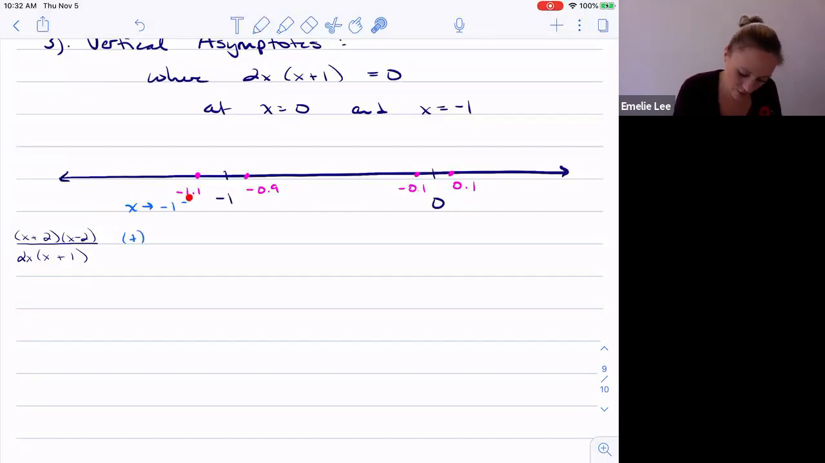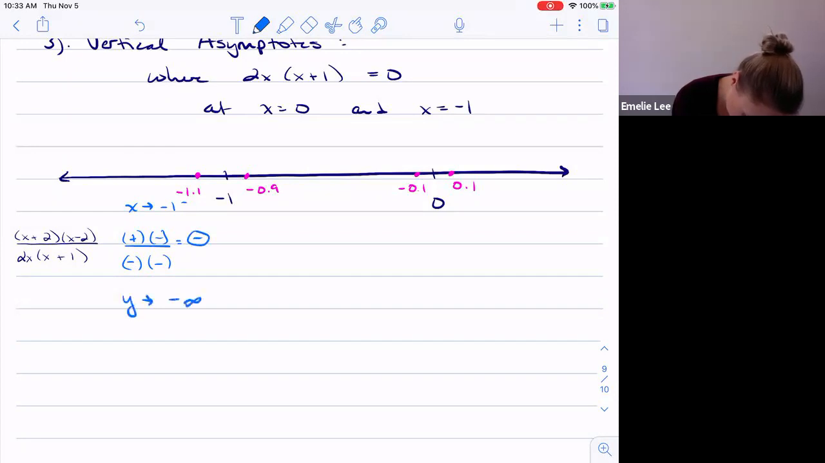And then -1.1 minus 2 makes a negative number, divided by -1.1 times 2, which makes a negative number, and -1.1 plus 1 also makes a negative number. So a positive times a negative is a negative, divided by a negative times a negative, which is a positive, makes an overall negative. So y is going to negative infinity.